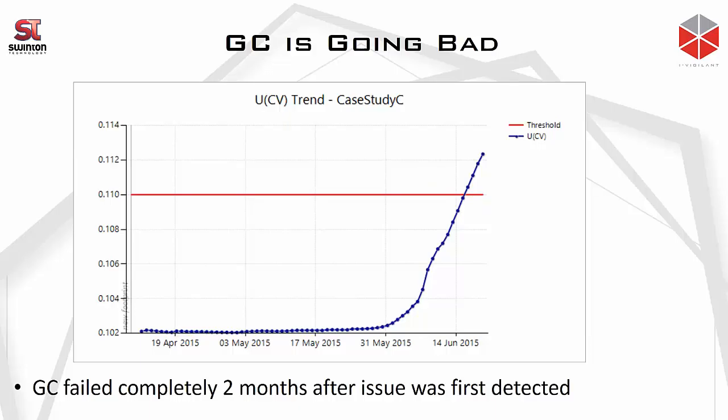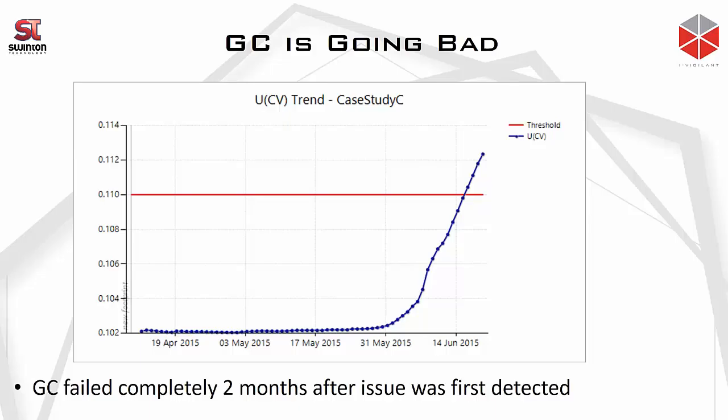We knew that the GC was going to fail soon, but what we didn't know was that the GC actually failed 2 months after the issue was first detected. For those 2 months, we knew the GC was going to fail, but it was still working quite accurately. This allows us to order spare parts and get ready. If we already have spare parts, we can identify what might be wrong and do something about it before it fails completely. So it's a very, very powerful method to look into the actual performance of the GC.